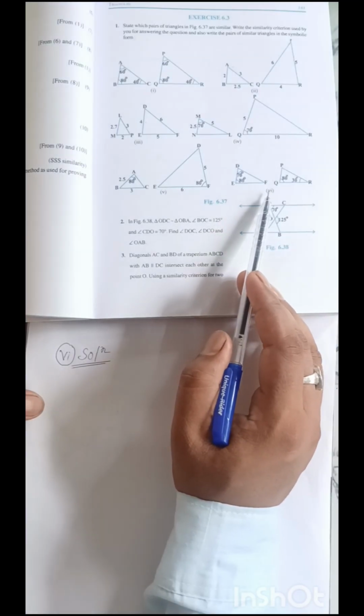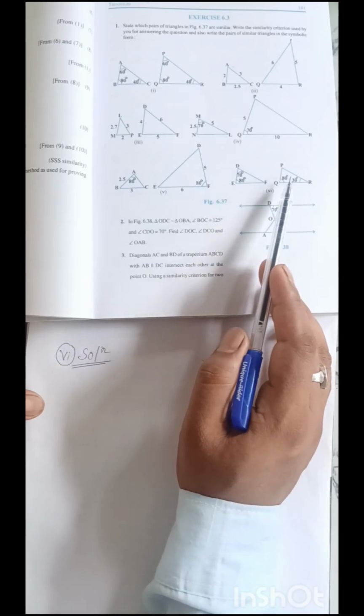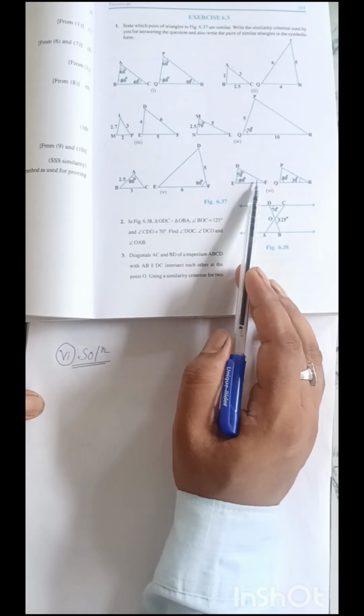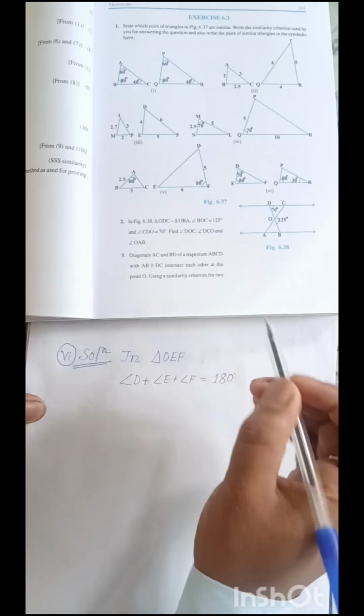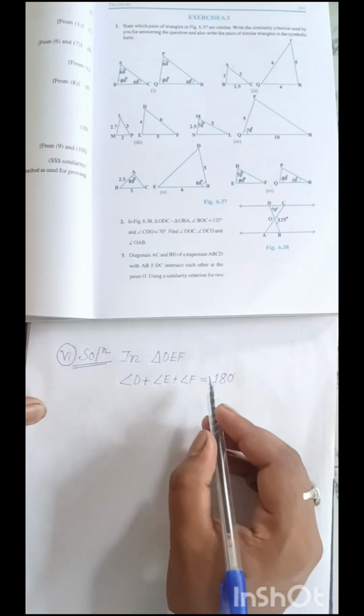In question number 6 we have two figures, DEF and PQR. From these two figures we will compare the angles and check whether these two triangles are similar or not. But here one angle is missing. First I will find this missing angle. So right here in triangle DEF, angle D plus angle E plus angle F equal to 180 degrees, because this is the angle sum property of a triangle.